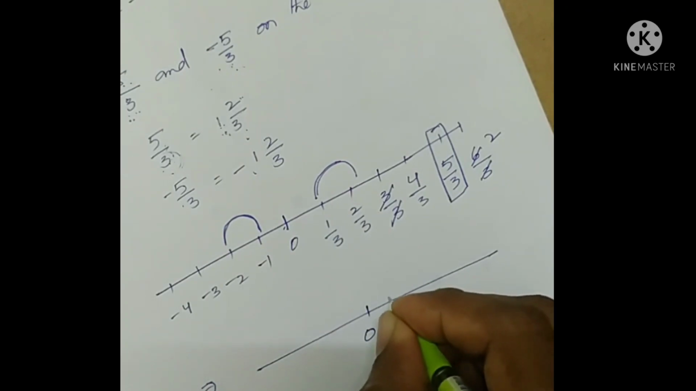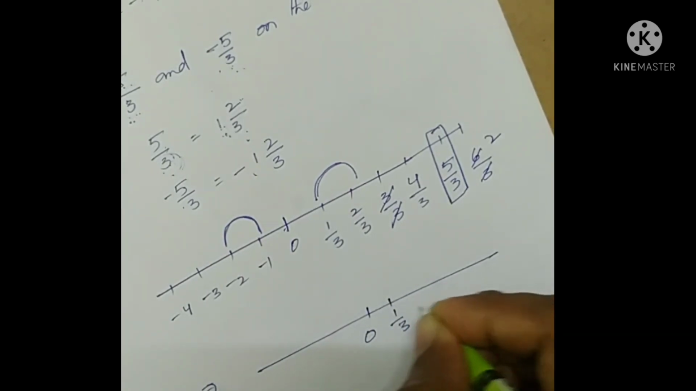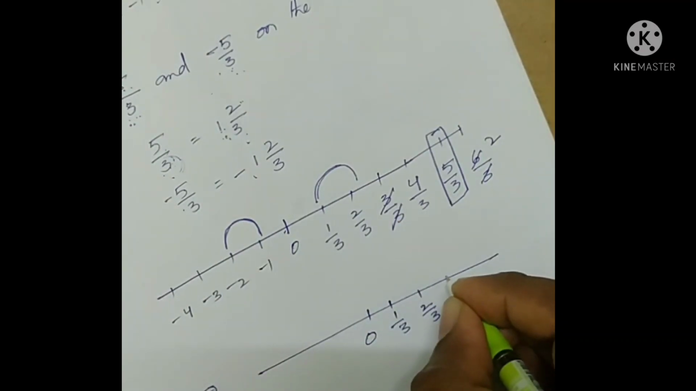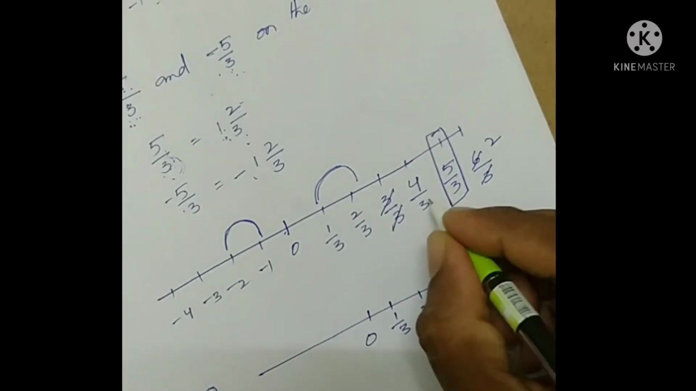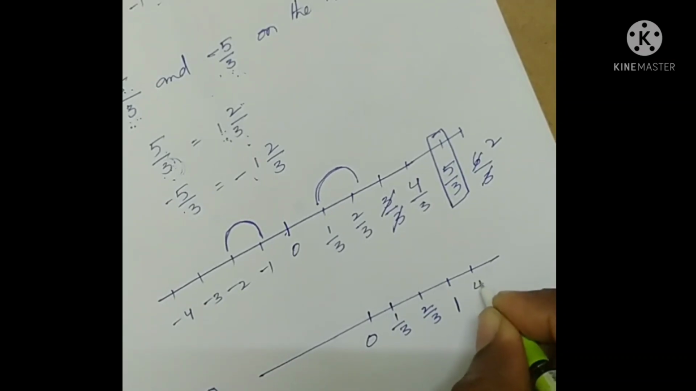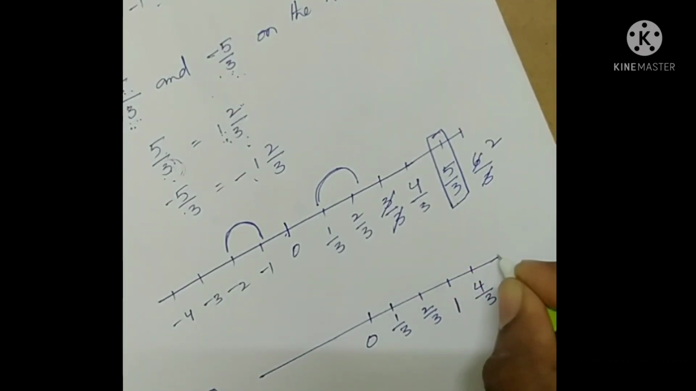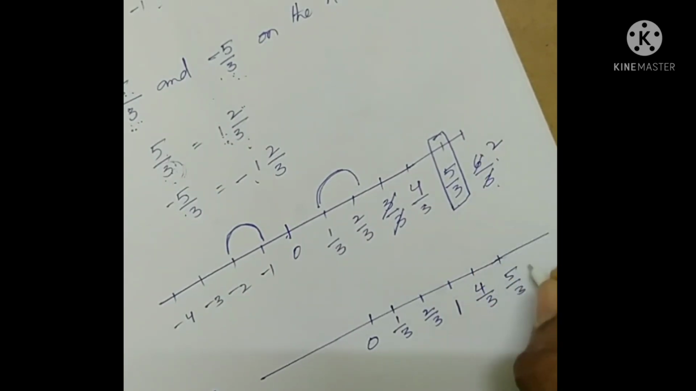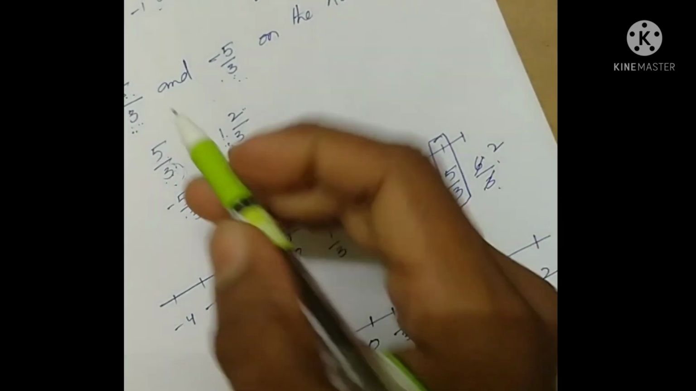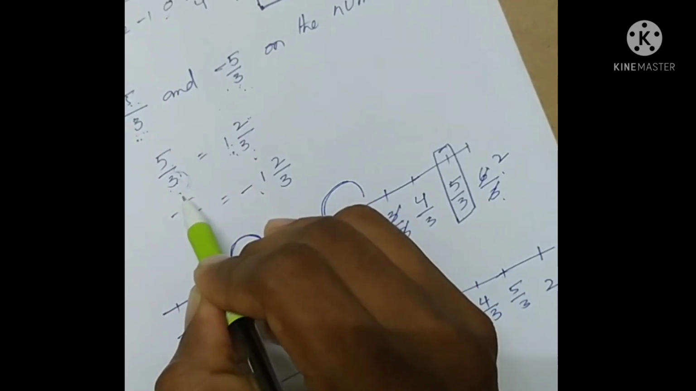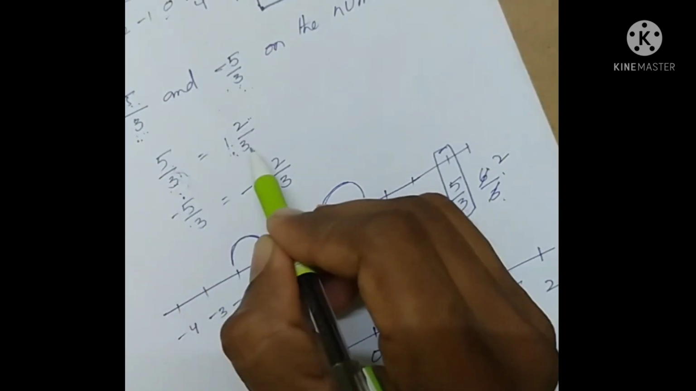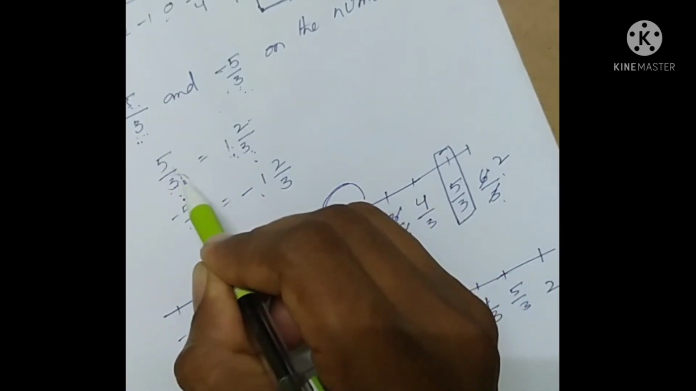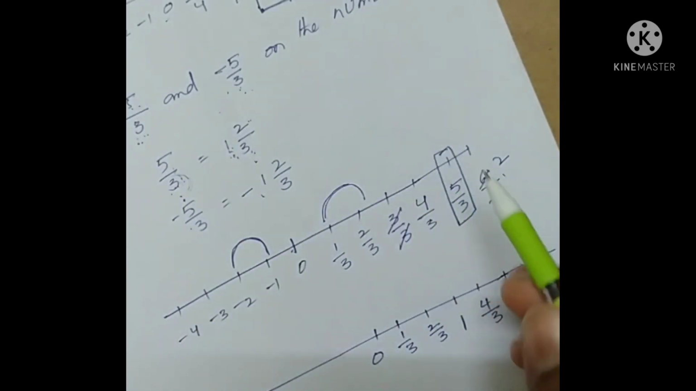So 1 by 3, 2 by 3, 3 by 3 means its value is 1. Here 4 by 3, here 5 by 3, here 6 by 3 means the value is 2. So this is an improper fraction. Let's change it into a mixed fraction. So this value 5 by 3 is always in between 1 and 2.